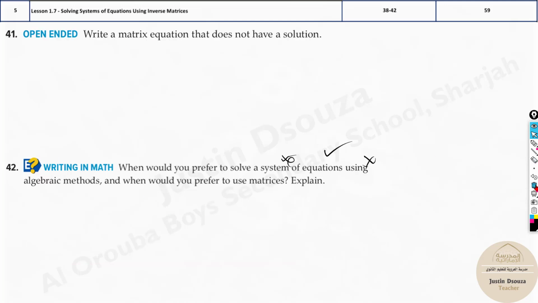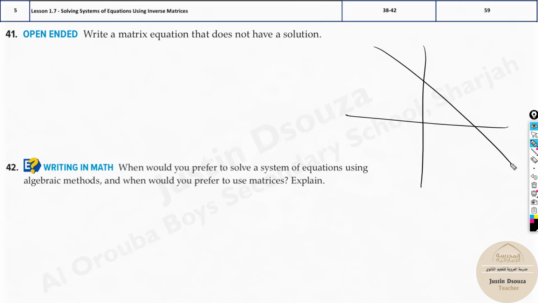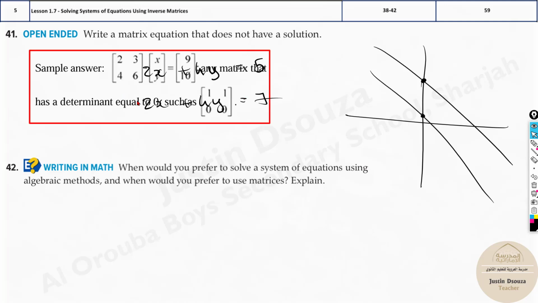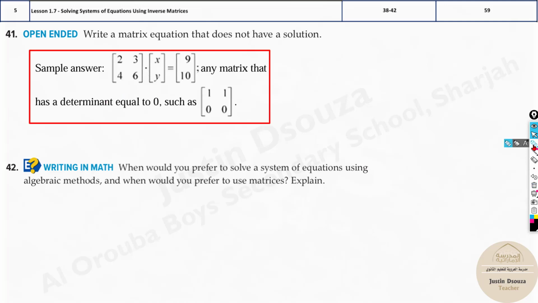Write a matrix equation that does not have a solution. Now this is the same slope, same variables, but you should have a different intercept. Say for example, parallel lines like this, same slope and everything, but your intercept is different. So I'll write an equation 2x plus 4y equals 5. Same thing, 2x plus 4y equals 7. Now you can see the x and y variables are the same. It's just the intercept that varies. So they are parallel lines basically. Such lines will never have a solution. It's no solution. Now over here we can analyze this as well.